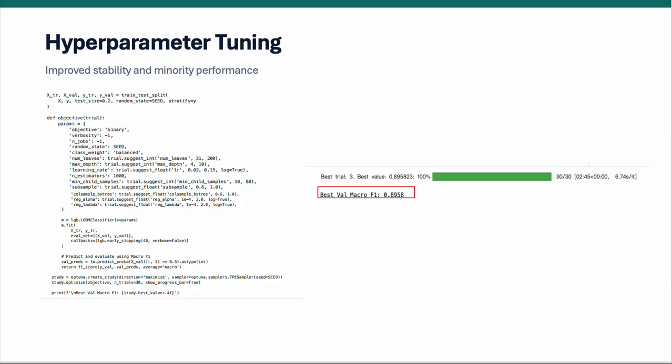We tuned LightGBM using Optuna. We used a stratified 80-20 split and optimized macro F1 score on the validation set. We tuned tree depth, number of leaves, learning rate, sampling, and regularization parameters, and applied early stopping to prevent overfitting. This tuning process significantly improved model stability and performance over default parameters.